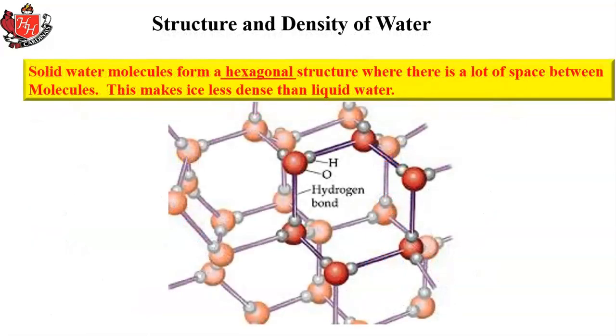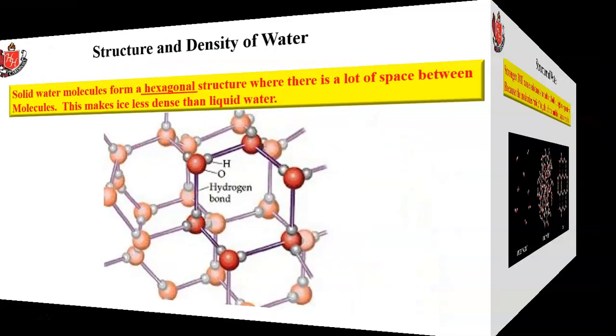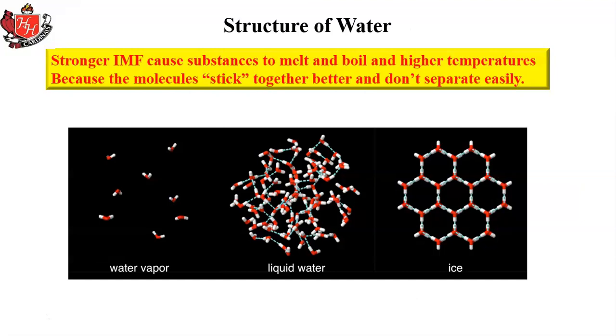So here's actually the crystalline structure of ice. So solid water molecules form a hexagonal structure where there is a lot of space between molecules. This makes ice less dense than water, and therefore it floats on top of water. And here's yet another image of that. So stronger intermolecular forces cause substances to melt and boil at higher temperatures because the molecules stick together better and don't separate. Okay, but anyway, that maybe is a different point, but this is another image of the water molecules in liquid form in particular and in solid form on the right, and you can see they form hexagons, 6-sided figures.